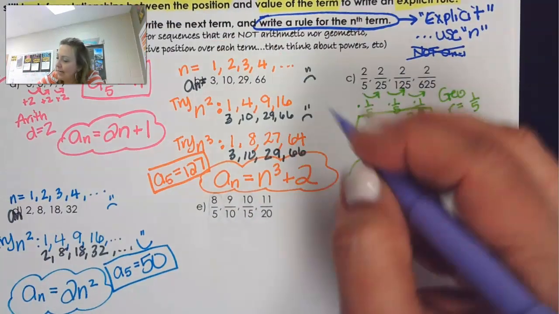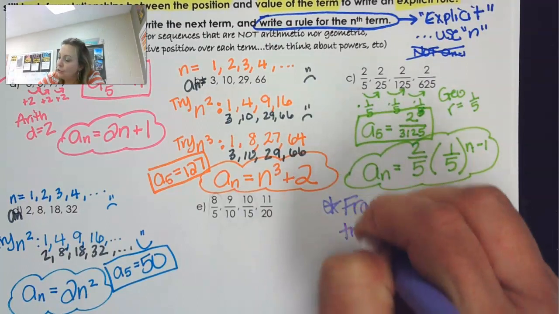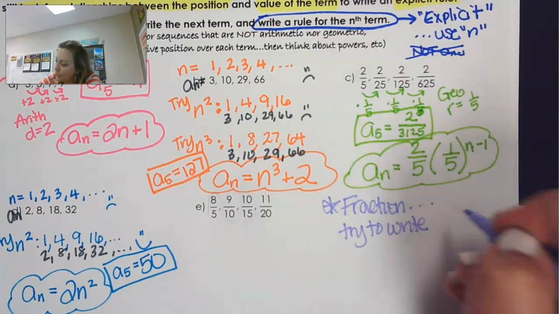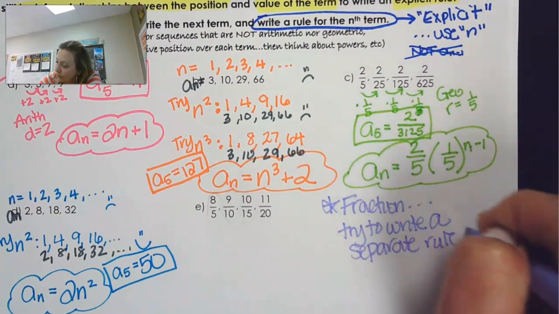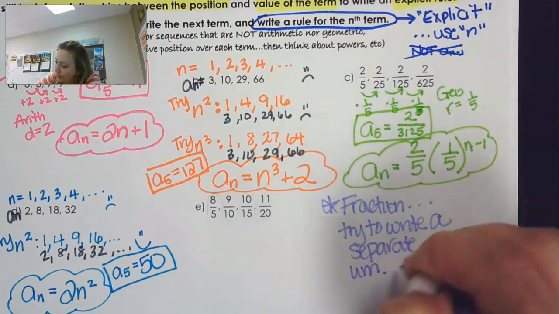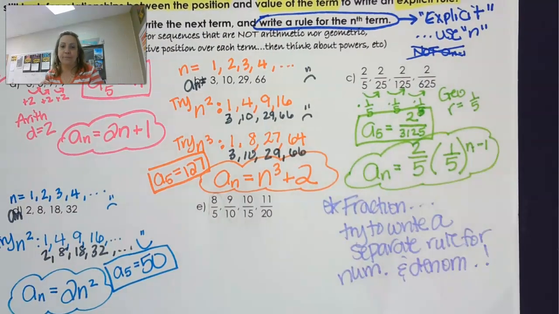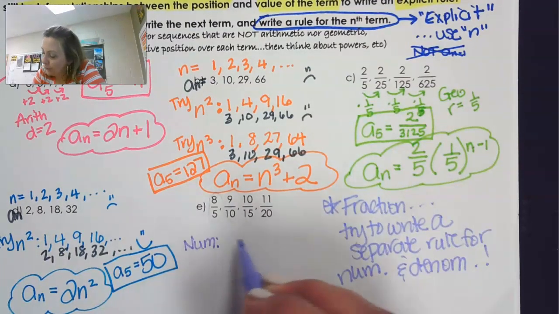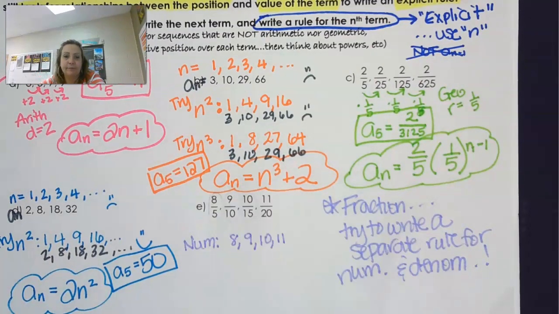So oftentimes what happens if we have a fraction, what we can do is try to write a separate rule for the numerator and the denominator. So let's just look at our numerator. Our numerator is 8, 9, 10, 11.